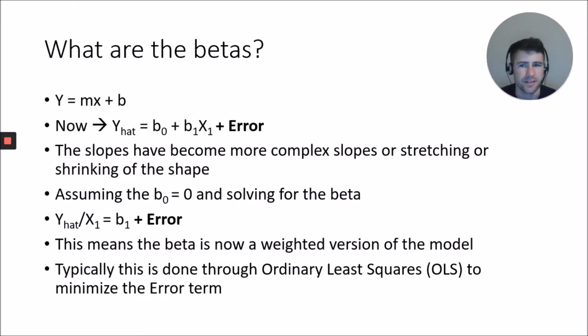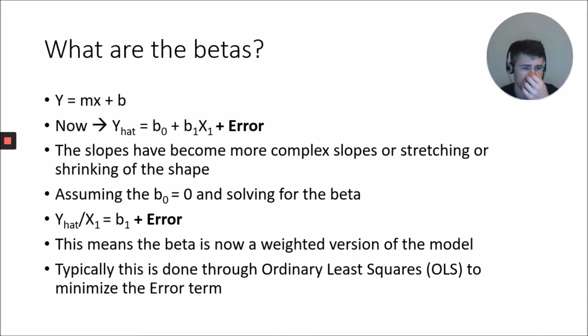For our sake today, we ignore the y-intercept. We're just going to throw that out. But this m, the slope of the line, is the very basic version of beta. If it's negative, it's a negative relationship. If it's very positive, it's a very positive relationship.